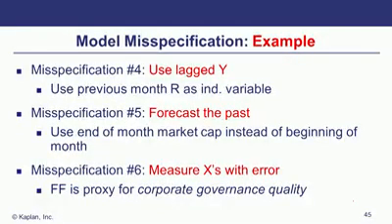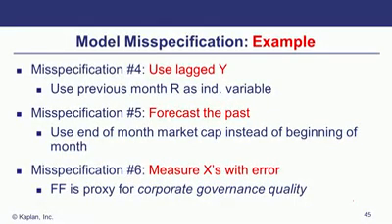Misspecification number 5, forecasting the past. The example here is using end of month market cap instead of beginning of month. So I'm using end of month market cap to actually forecast the return of that portfolio at the end of the month. Doesn't make sense because that data point won't be available at the beginning of the month.